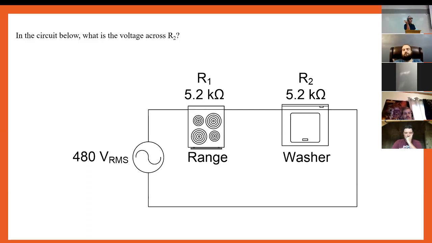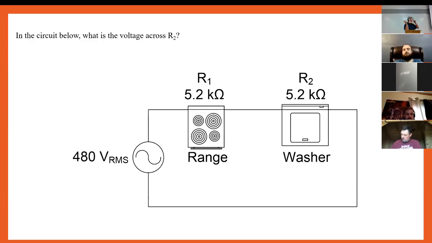Because these are in series, the voltage is divided proportionally. Now, what is the proportionality between these two? Well, it's 50-50. So 50% of the voltage will be across the range, and the other 50% will be across the washer.